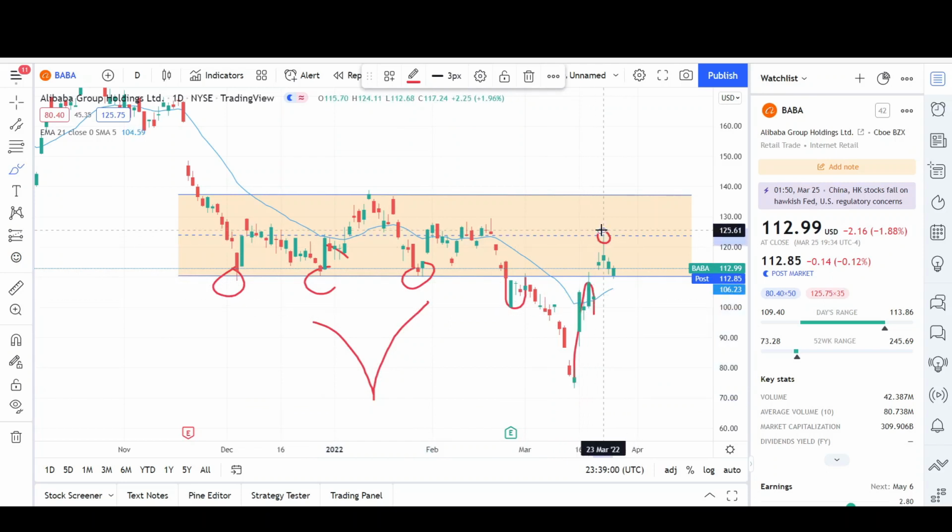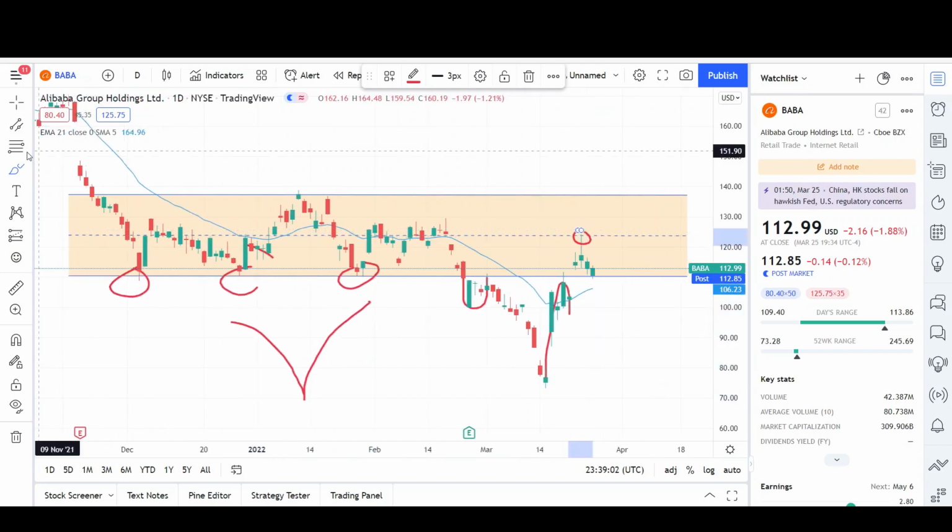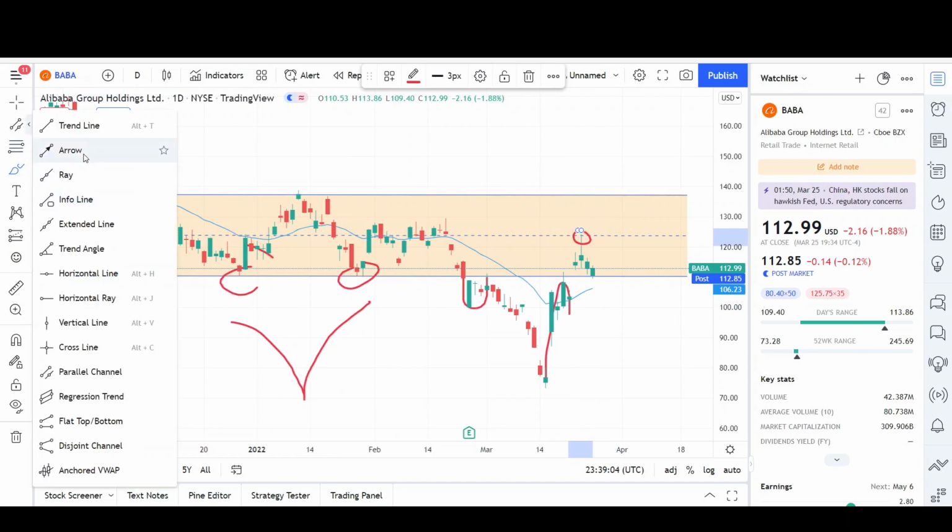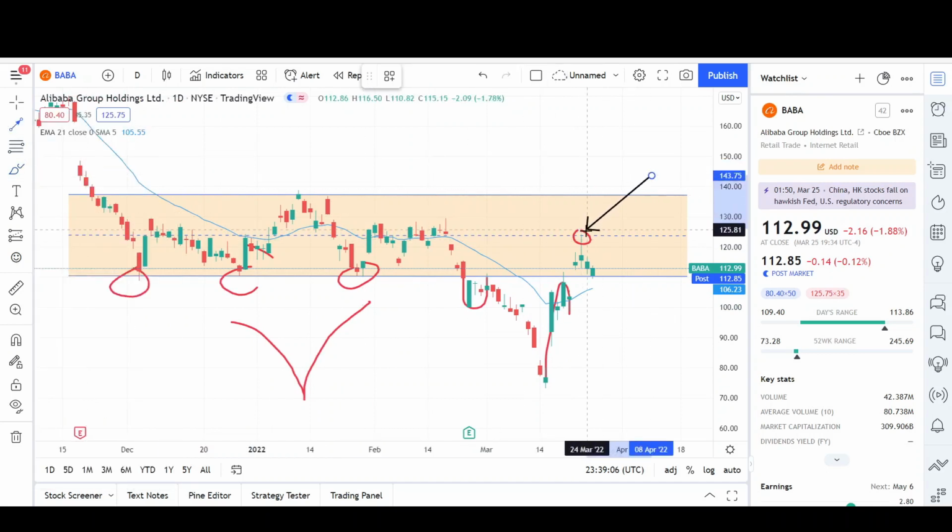It looks like recently we just got rejected from the midline of the range. This dashed line is the midline, and it looks like we got rejected because prices touched that line and sold off, and then prices closed a little bit lower, and then we pulled back even lower to the bottom of the range at the 110 level.